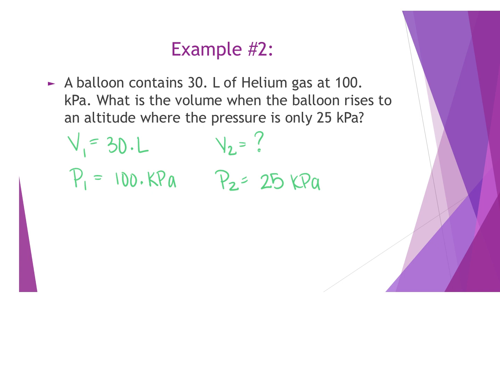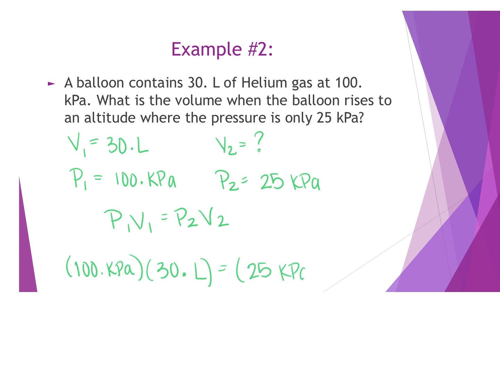Okay, I promise you, always start here. So take the time, write down all of your variables, because then eventually this is how you're going to know what equation to use. So then now what equation do you know that has P1, V1, P2, and V2 in it? Boyle's law. Okay, so Boyle's law, so we're going to use P1, V1 equals P2, V2. And now I'm just going to plug in those numbers in that exact order. So we have 100 kilopascals times 30 liters equals 25 kilopascals times V2.